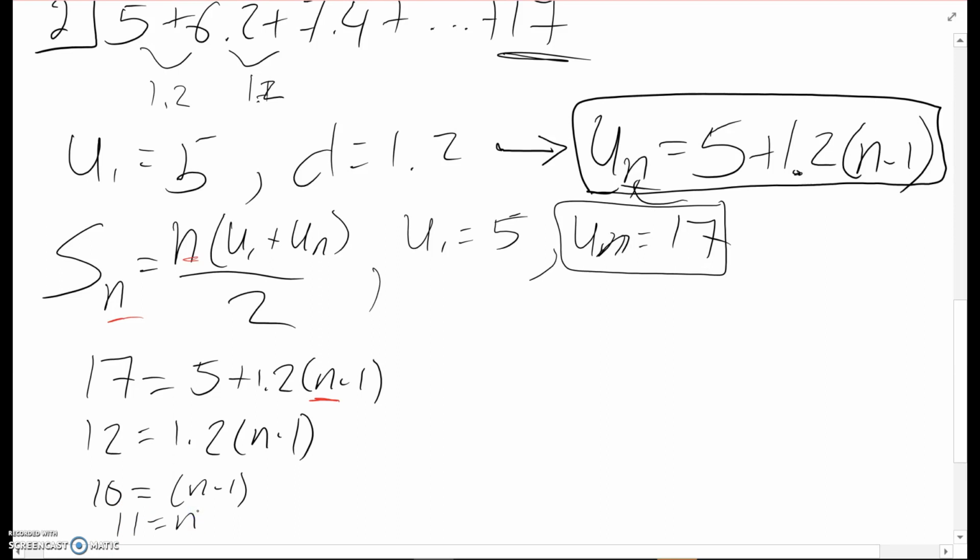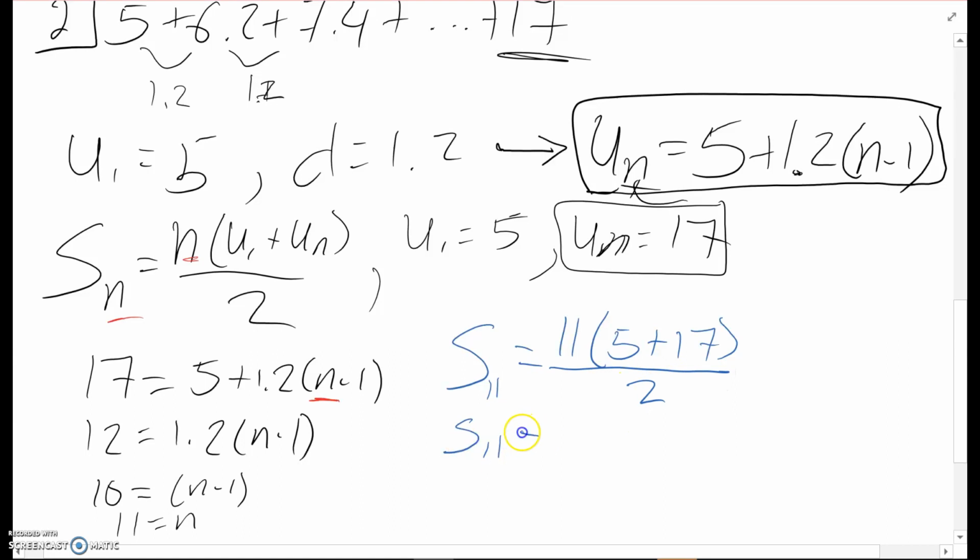So now I can fill in my formula. S of 11 equals 11 times the first term of 5 plus the last term of 17, all over 2. And that's calculator at this point. So you get 22 times 11 divided by 2 is 121, I think. There you go. You're done.